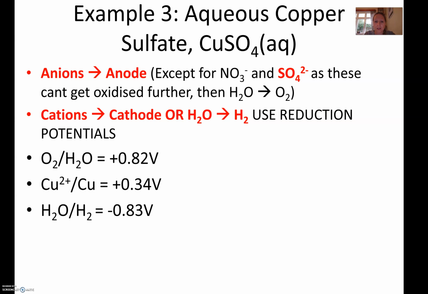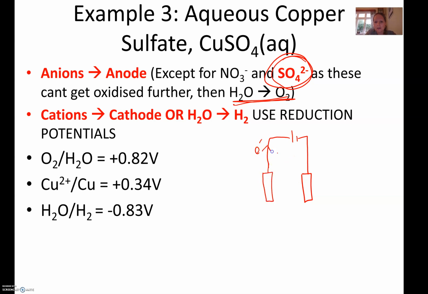Okay, so hopefully you see the sulfate and alarm bells go. If you have sulfate, it means that the anions can't go to the anode and instead water is going to get oxidized. So again, we can draw a template cell and you get really good at these.